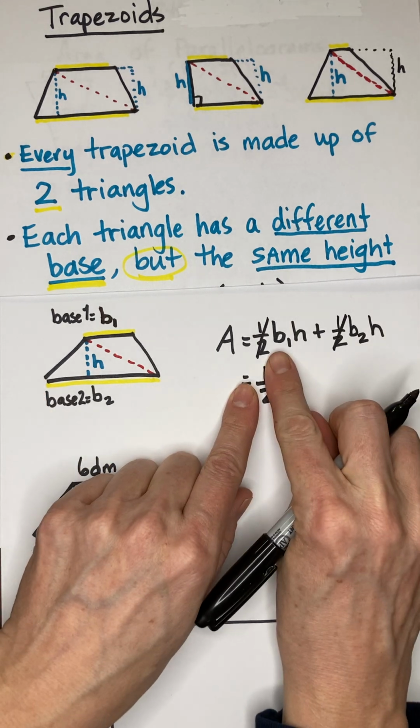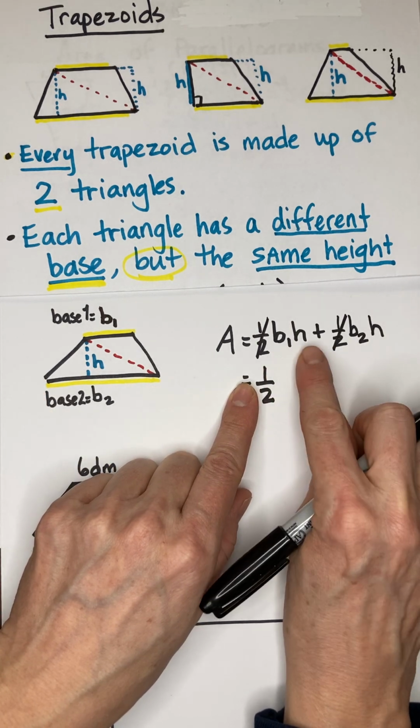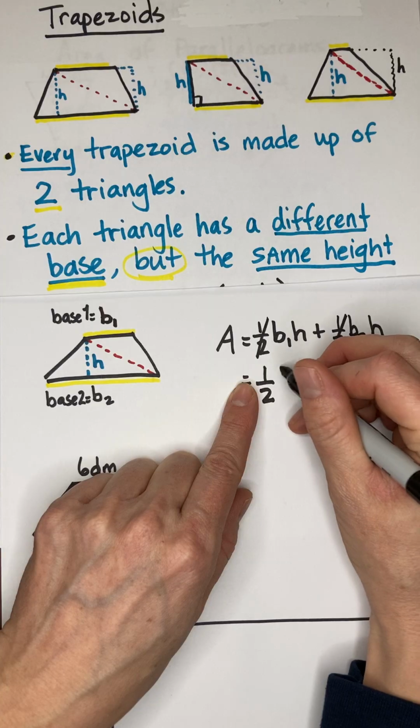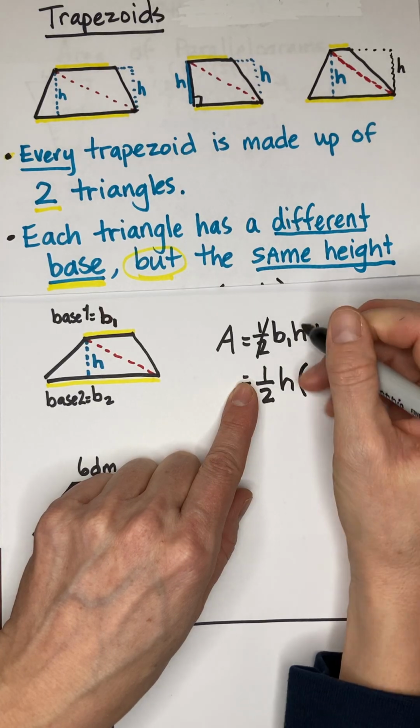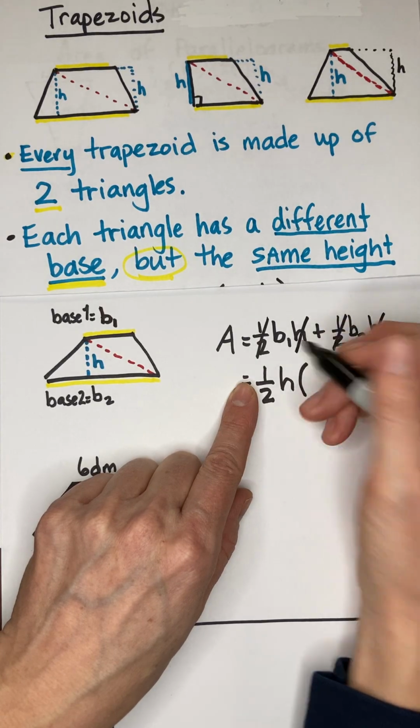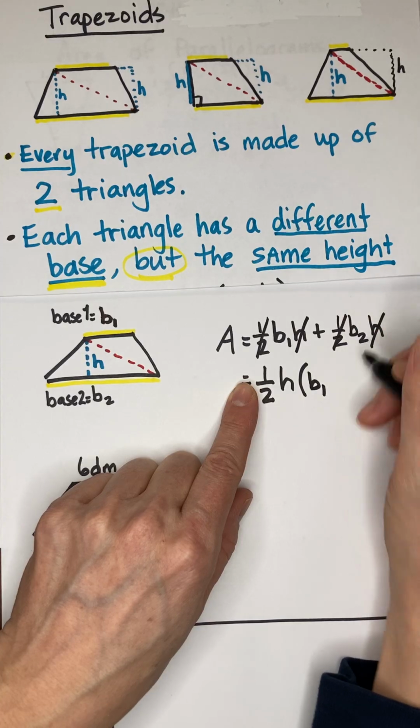Now, what else do they have in common? Well, B1 and B2 are not the same, but H and H are the same. So we're going to write H here. And then once we do that, what's left? B1 plus B2.